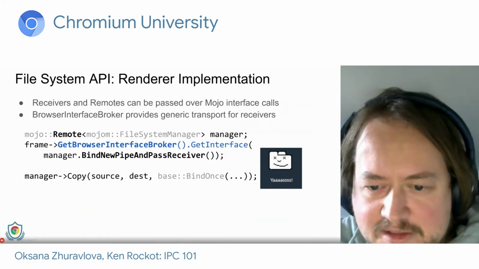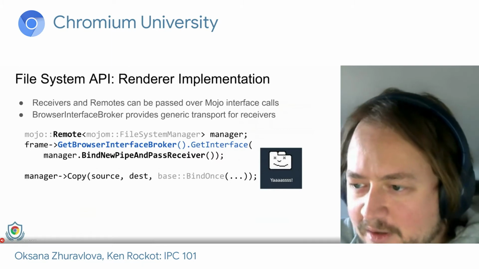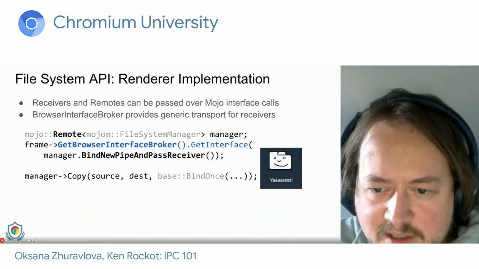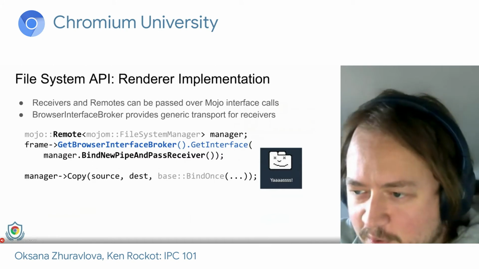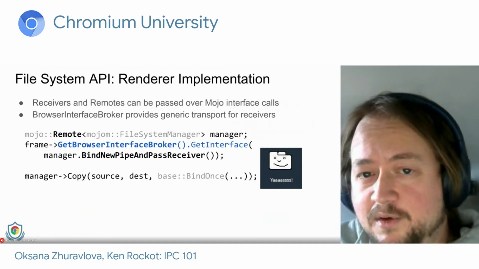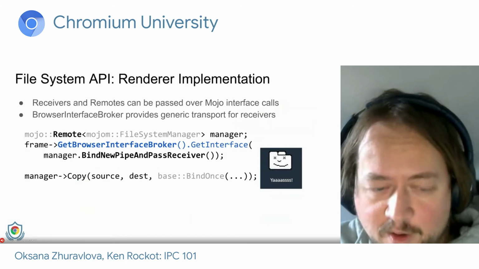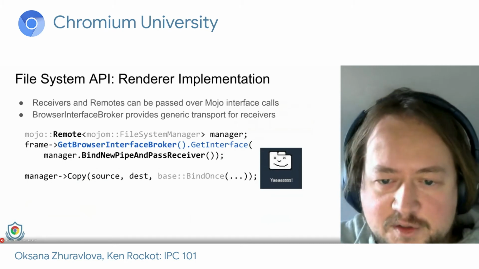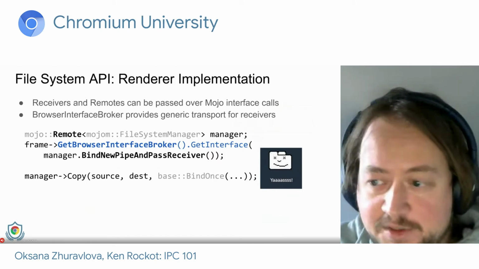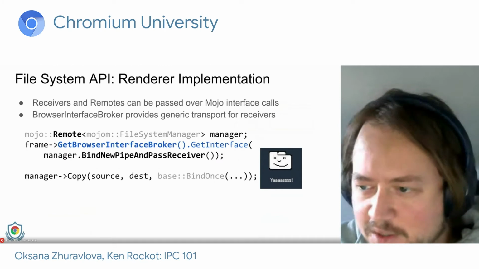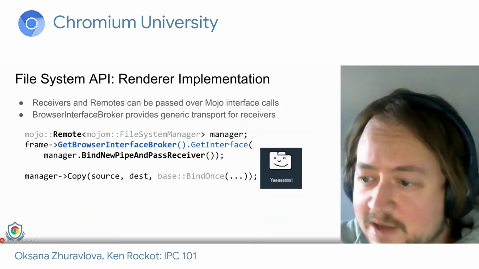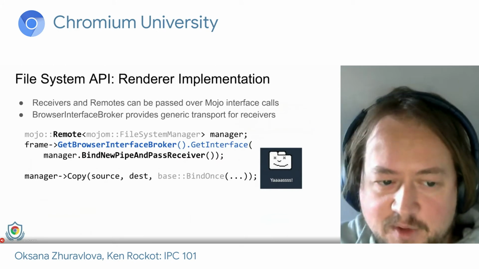The only difference is instead of that receiver going to some local implementation of File System Manager, we've passed it to this new API called Get Interface, or Get Browser Interface Broker. Browser Interface Broker is a generic interface we have between every renderer and the browser that allows you to pass any pending receiver you want over to the browser, where we have some common code that's audited by security and relatively easy to maintain, which decides what implementation to hook the receiver up to inside the browser process.